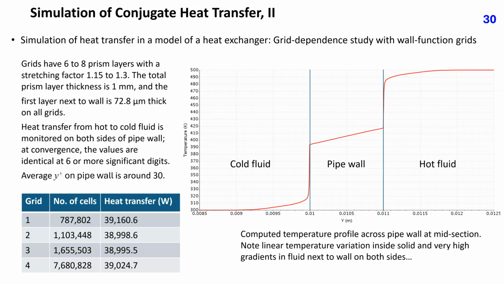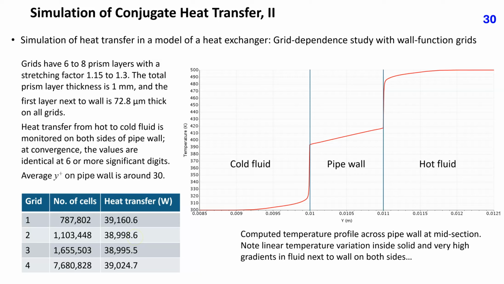At convergence, the values are identical at 6 or more significant digits. This plot shows the computed temperature profile across the pipe wall at midsection. Note the linear temperature variation across the pipe wall and very high gradients in the fluid next to the wall on both sides. Because the heat exchanger model is very short, the effect of heat transfer has not propagated far into the streams yet. The table shows the variation of heat transfer with grid refinement.